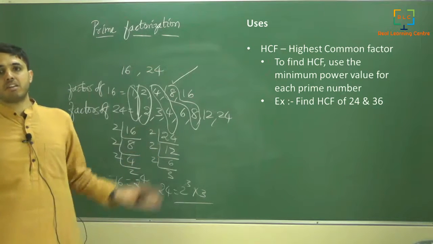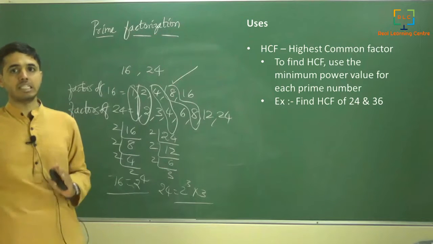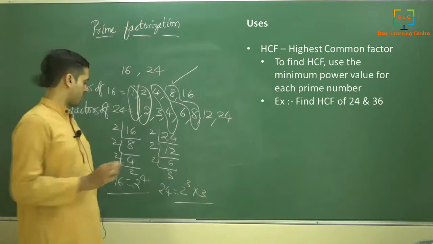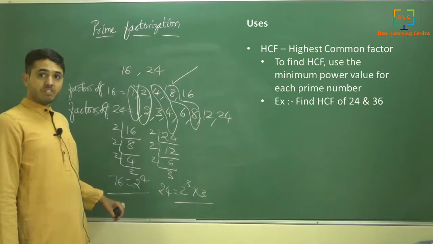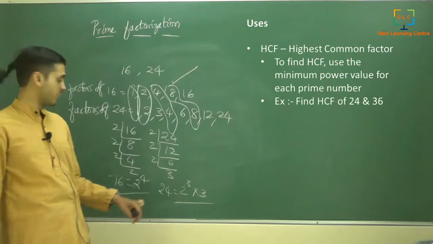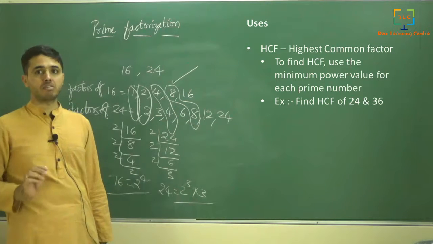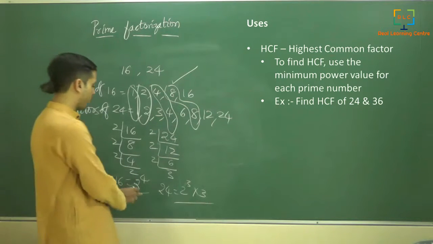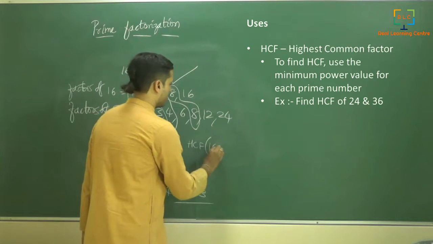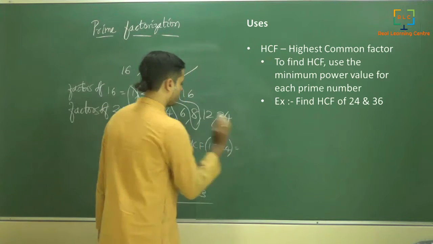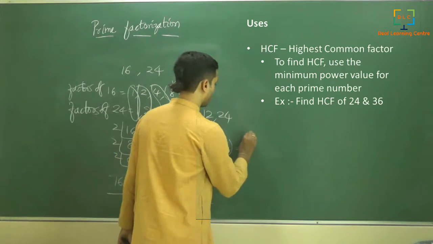Now after finding the prime factorization of the given two numbers, how to find the HCF? It's quite easy. Take each prime factor. Now we have got prime factor 2. In the case of 16, 2 is raised to power 4. In the case of 24, 2 is raised to power 3. Take the minimum, because it should be common factors. So HCF of 16, 24 is equal to the minimum of 2 raised to 4 and 3, that is 2 cube.